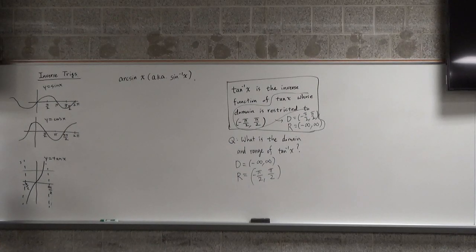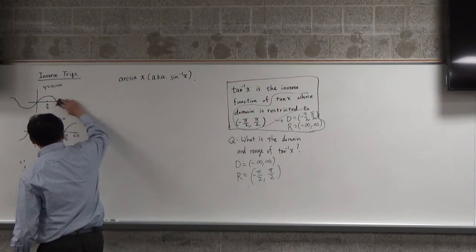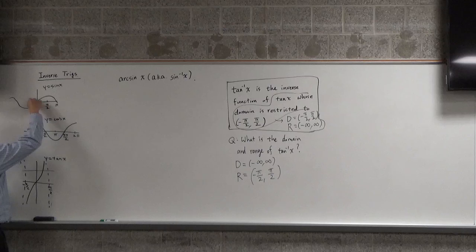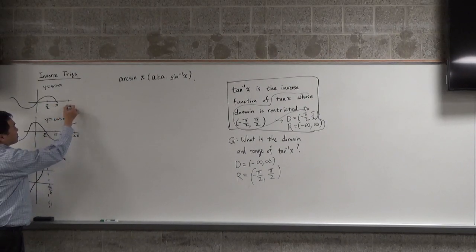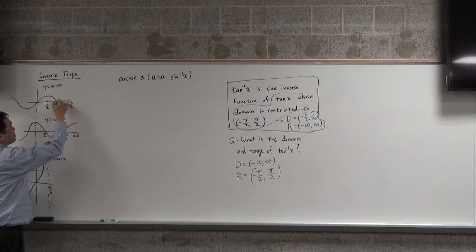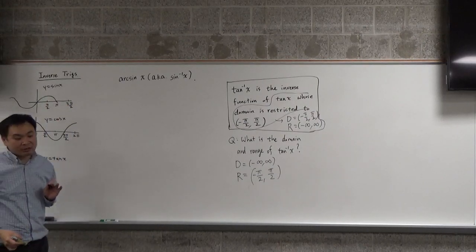Yes? From 0 to 2 pi? Oh no, wait. If you restrict from 0 to pi, it still fails the horizontal line test, right? Yes. Pi over 2 to 3 pi over 2? Okay, so that's a valid one. That's possible. If you take this much, it certainly passes the horizontal line test.